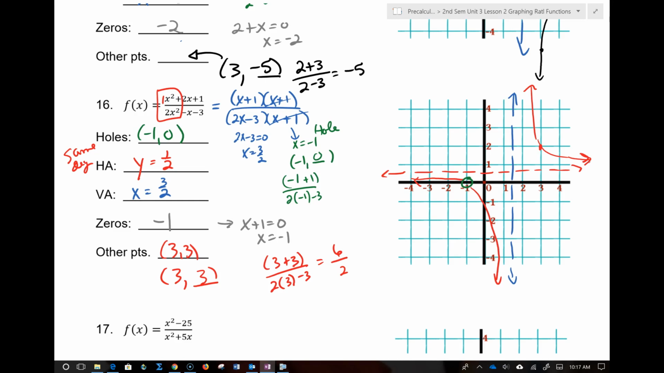Our zero had been at negative 1, 0, but notice the hole and the zero are the same thing. Is that okay? Because that's where it would cross the x-axis otherwise. So it's okay that you can have holes and zeros that are the same value.